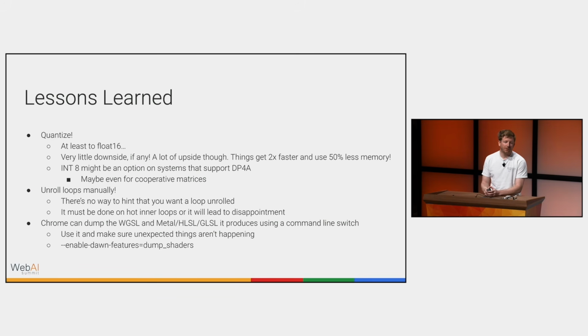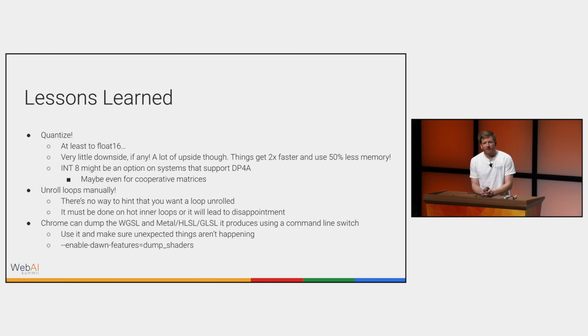int8 is also an option. Some systems support DP4A, where you can do four int8 operations for the cost of one F32, but that's kind of limited. And I think once we get wider support for cooperative matrices, this will be more interesting.